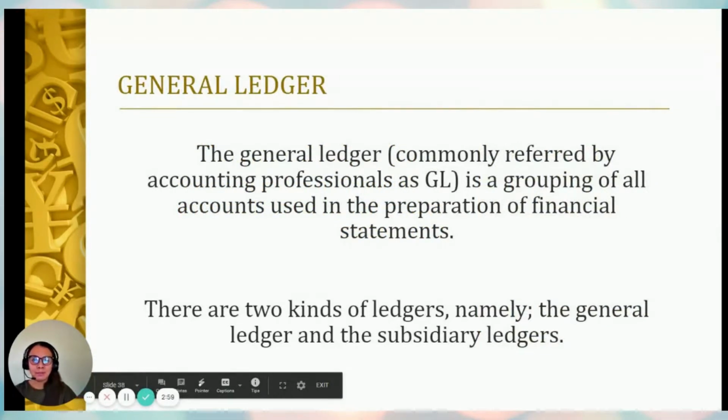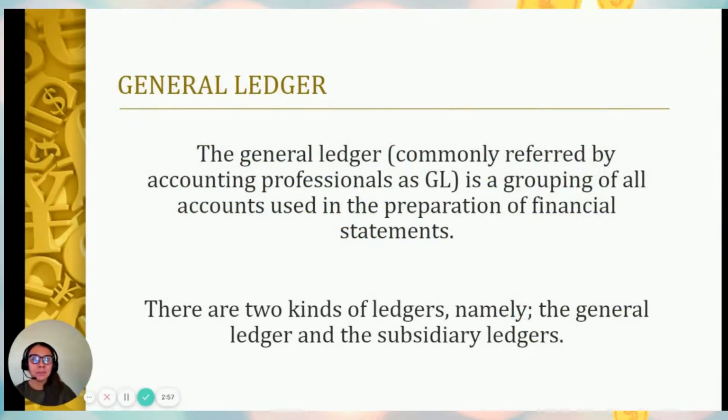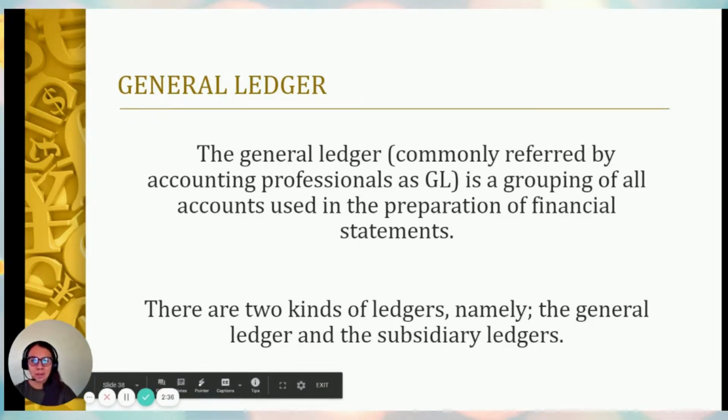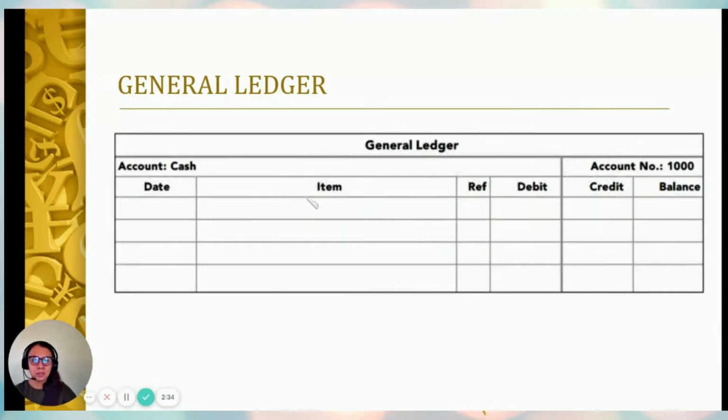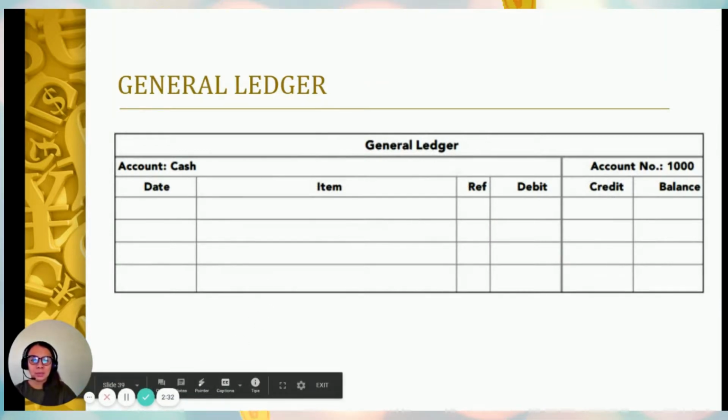Now, we have the first type of ledger, because we have two: the general ledger and the subsidiary ledgers. The general ledger is commonly referred to by accounting professionals as GL. It is a grouping of all accounts used in the preparation of financial statements. We have the format of the general ledger.